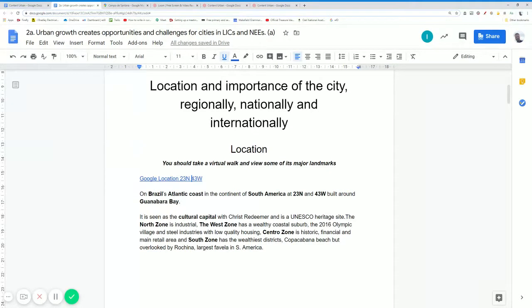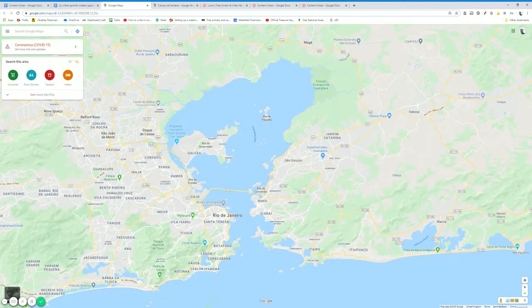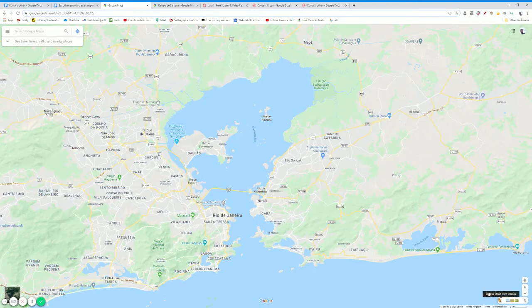If I click on the Google location link, it'll take you to Rio and show you exactly where it is, and you've got a little description on the Google Doc. I suggest that you have an explore of the city. You might want to actually look around using Street View, which is this here. And the better you get to know this city and the place names and the areas, the better your understanding.